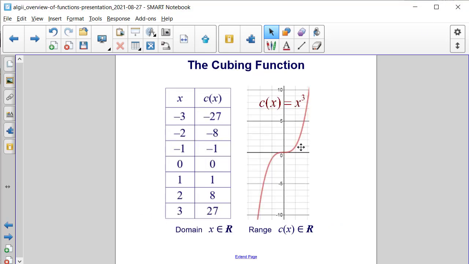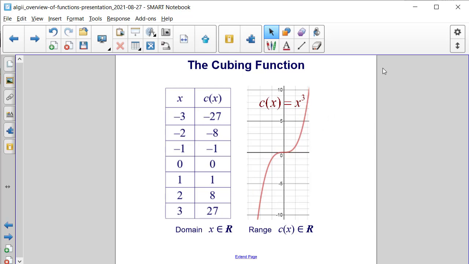This parent function is called the cubing function, or sometimes called cubic for short. And whatever your x value is, you cube it to get your y value as your output, or your c of x function. And the domain is from negative infinity to infinity, or all real numbers, and the range is similar, from negative infinity to infinity, or all real numbers, mainly because when you do cube negative numbers, the output value is also negative.